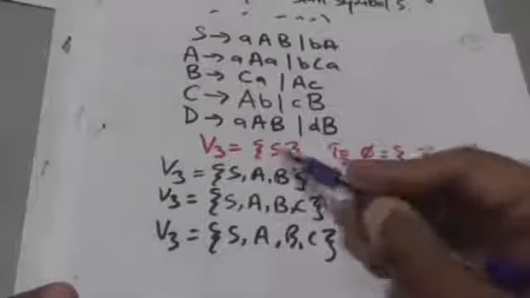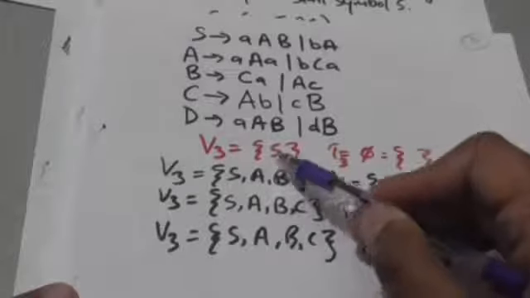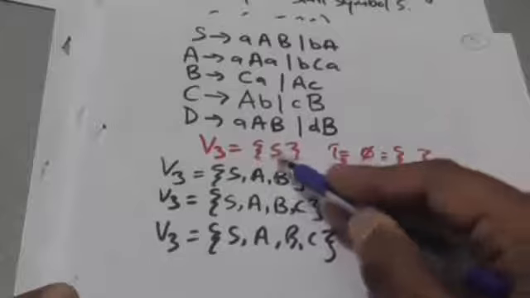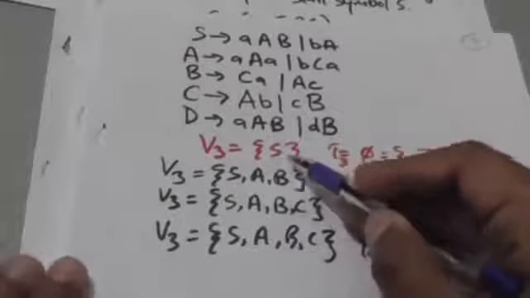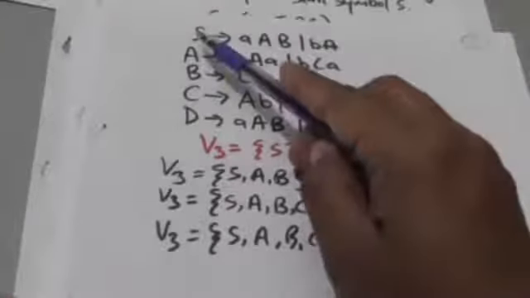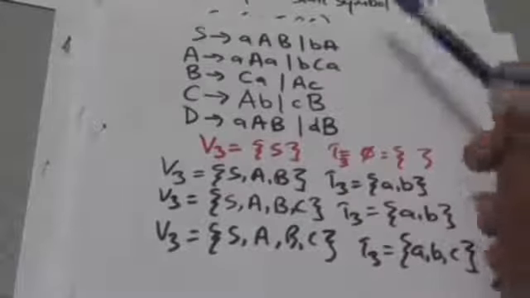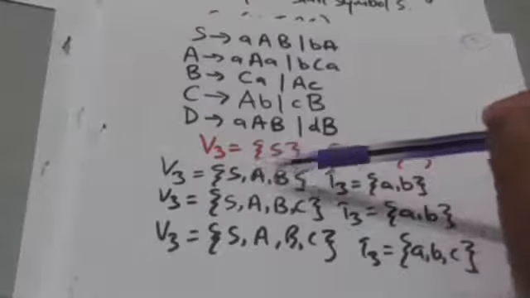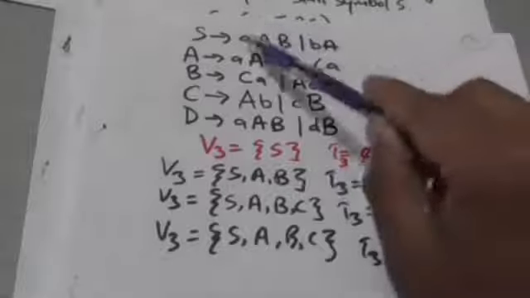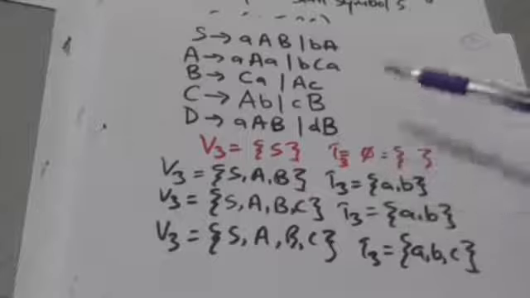Now see the productions of variable present in set V3. Here only one variable is present, that is S. So see the productions of S. S derives AB. S derives BA. So add the variables A, B to set V3 and add the terminals a, b to set T3.